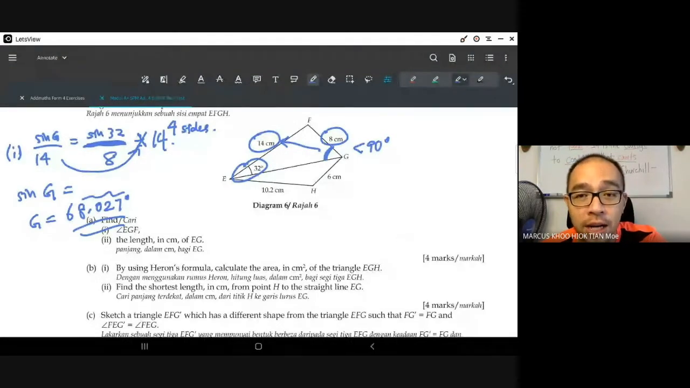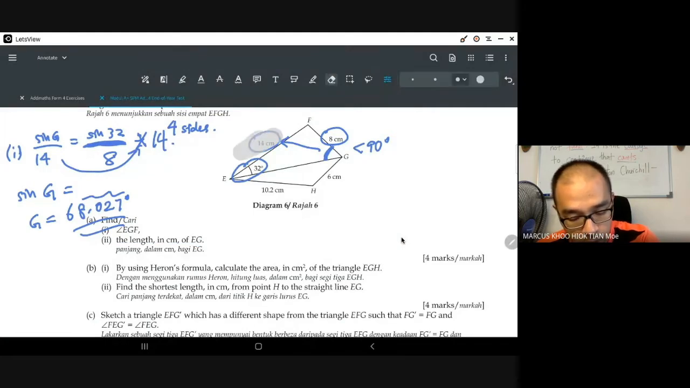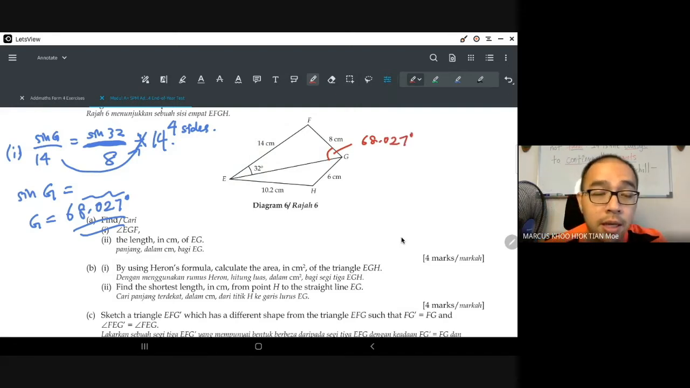Everybody, don't forget how to do this, all right? Okay, let me rub this off. Now that we have this angle, it says here 68.027 degrees. How do we find the length of EG? EG over here.